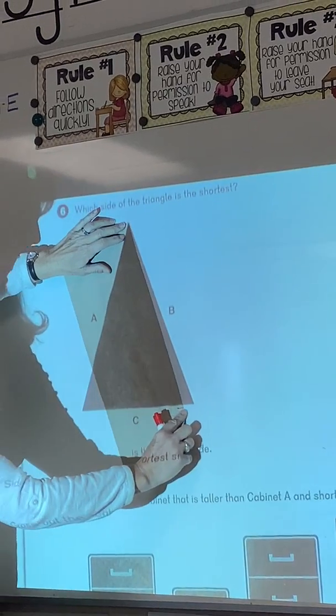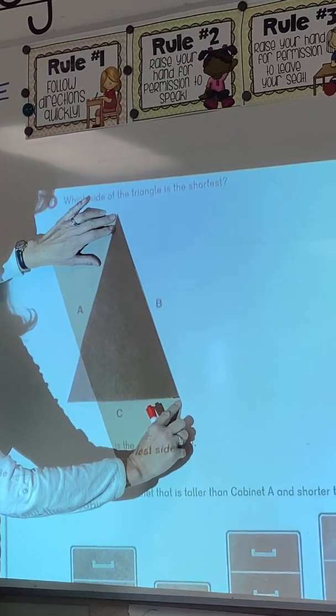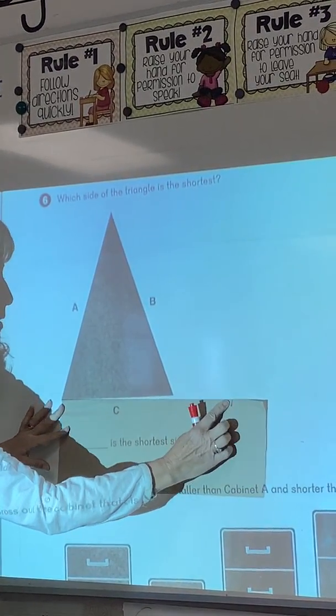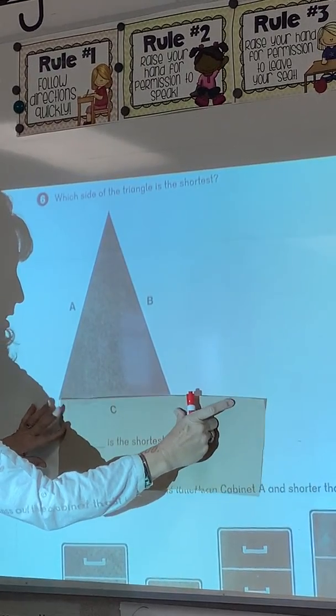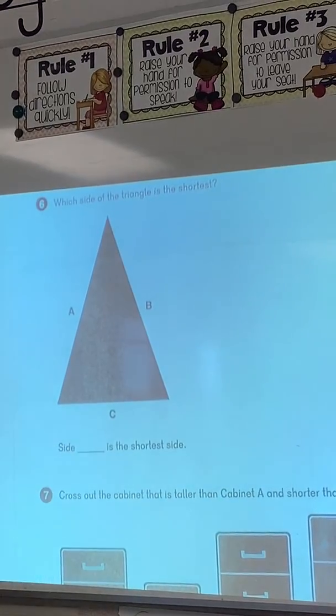Side B is the same length. It's that long. Now let's try side C. Huh, look at that. It's way shorter. Here's how long A and B are, and here's where C is, so it's way shorter.